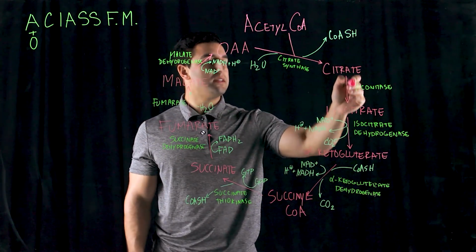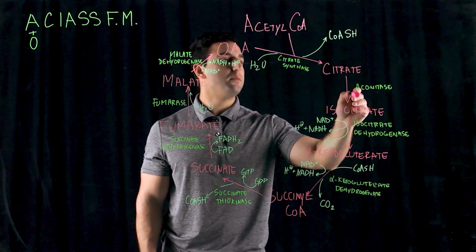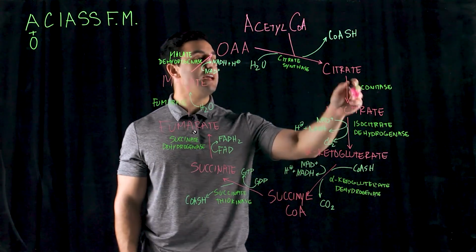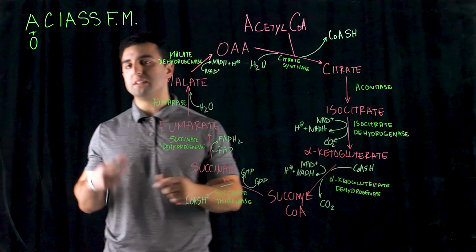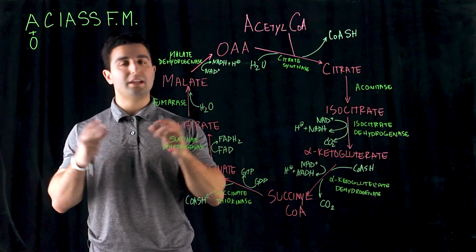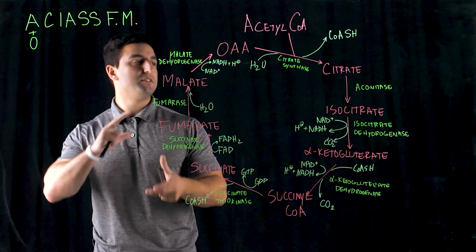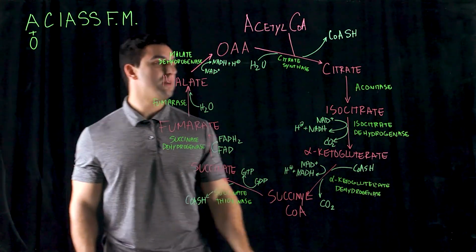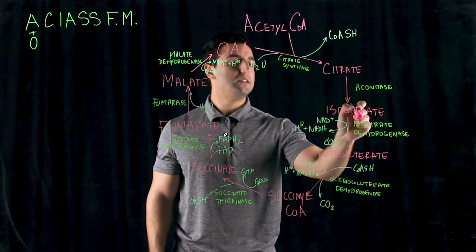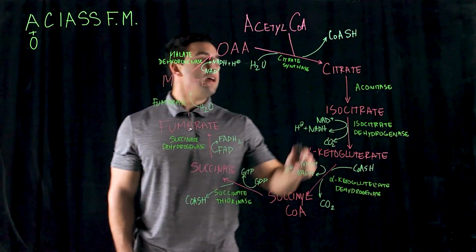Now, citrate gets converted into isocitrate with this enzyme called aconitase. Aconitase is sort of like another form of an isomerase. The molecular formula is the same, however the actual bonding changes. So now you go from citrate to isocitrate. So we go C to I, right?